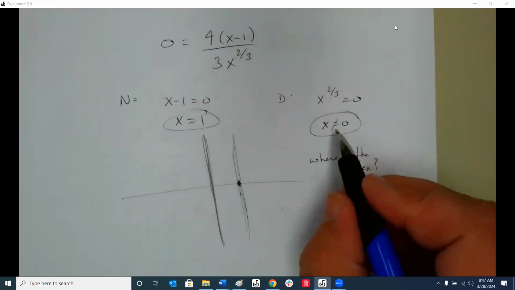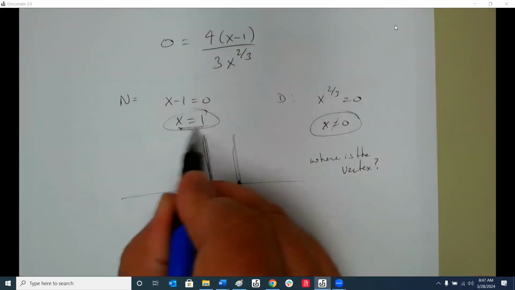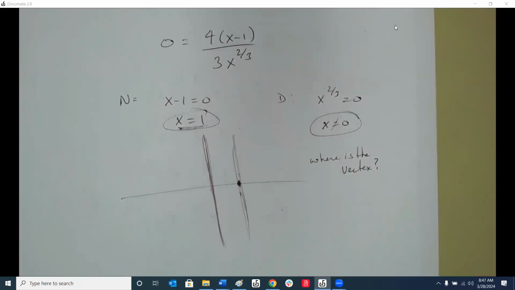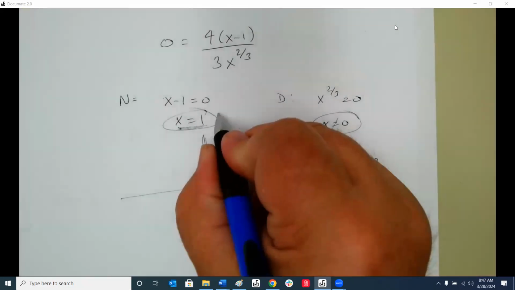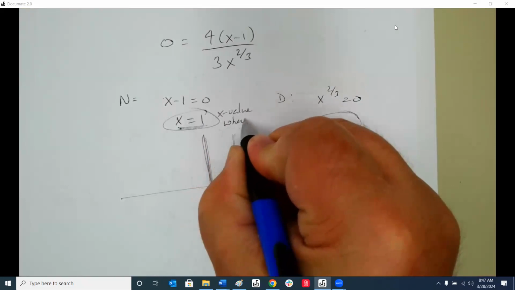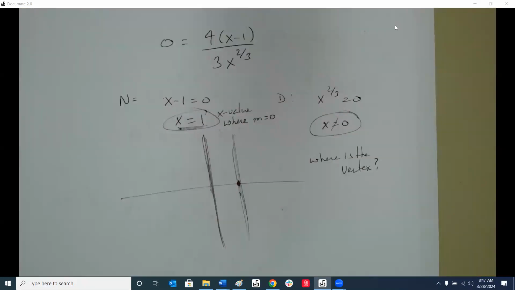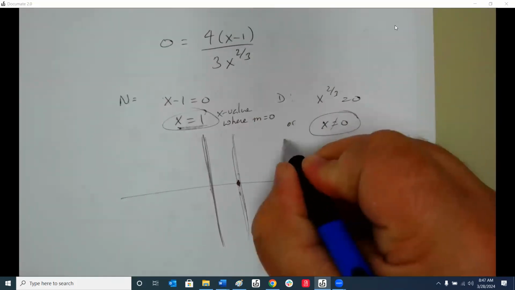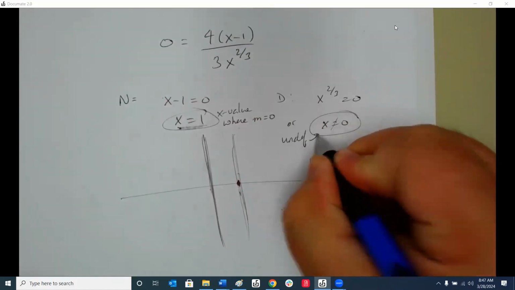What does this tell us? What does that mean? These critical points, or the critical values, tell us the x values of where the slope is equal to 0, or where it's undefined.